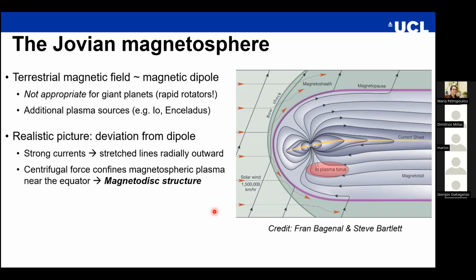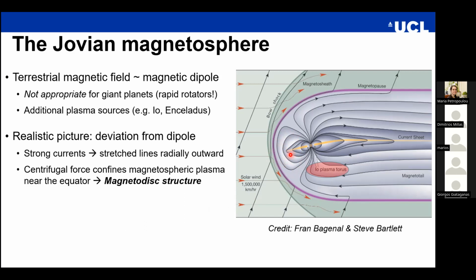So the realistic picture that we want to model and create with our method is to find what happens when you have a very rapid rotator like Jupiter and additional plasma sources. The answer is that the plasma is then confined near the equator, and the magnetic field lines are stretched, and they create what we call a magnetodisc structure. You can already see how the dipole lines are distorted in this region, in the middle magnetosphere.